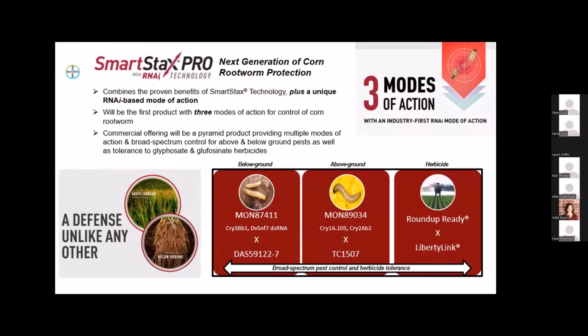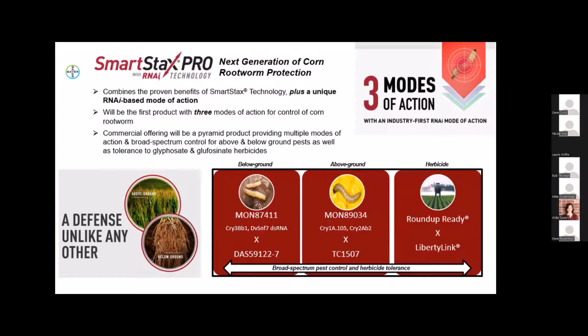So moving on, SmartStax Pro. I just want to have one slide on this, a new introduction that we're pretty excited about. There's been some talk about resistant corn rootworm out in the province, and we're really excited to offer a brand new trait in the corn side of our business that combines the proven benefits of SmartStax technology that we're used to growing today, plus a unique RNAi-based mode of action.